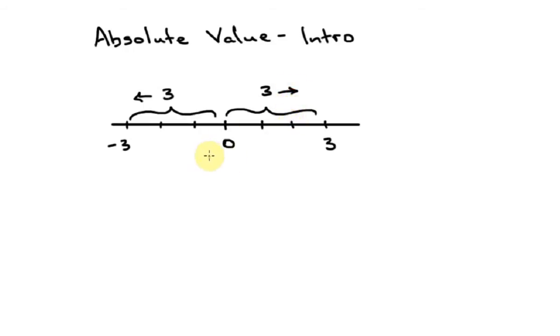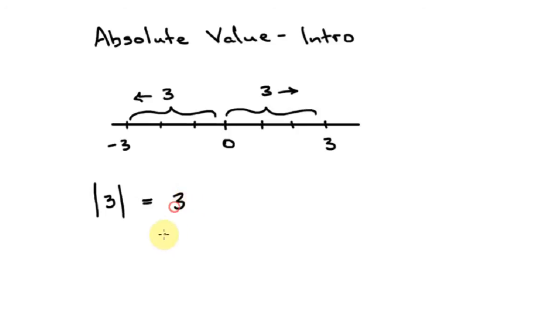Now, what absolute value is all about is saying, forget about direction. What's the distance? Just how far from 0 are you? And that's really what absolute value is saying. So if we said the absolute value of 3, and these vertical straight lines are the absolute value symbols, it means, what is the distance from 0?